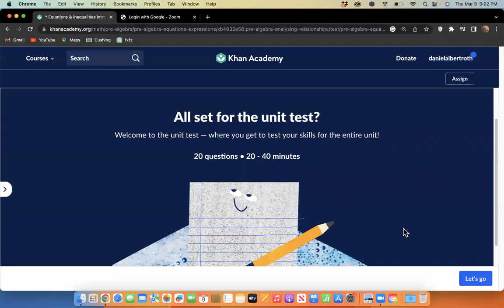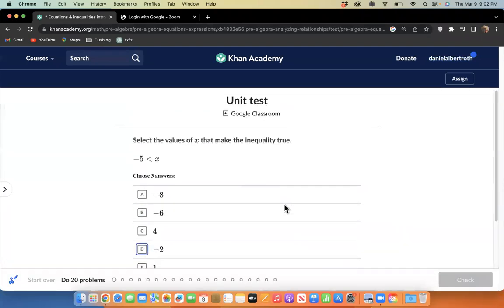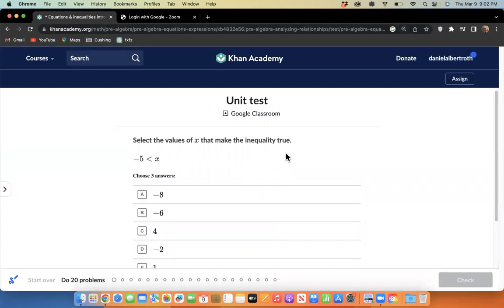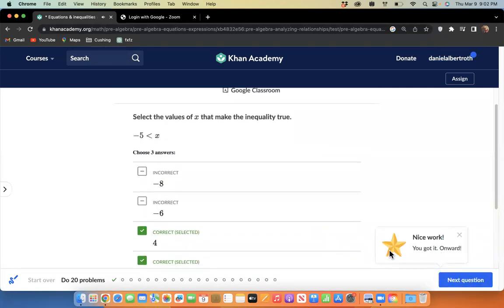All right, so this is the unit test. Let's say go. It says select the values of x that make the inequality true. So it says x is greater than -5. X is on the big side of the inequality, and I need to select three answers that are greater than -5. So -8 does not work, -6 does not work, 4 is greater than -5, -2 is greater than -5, and 1 is greater than -5. So those three.